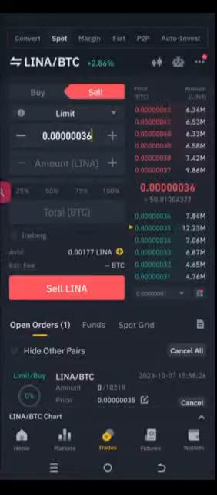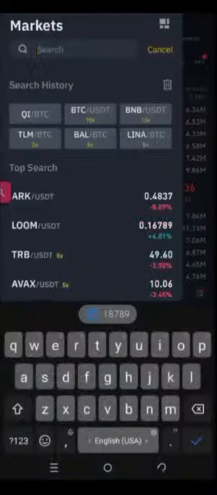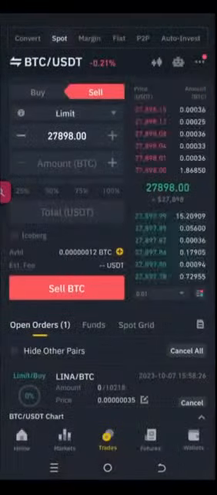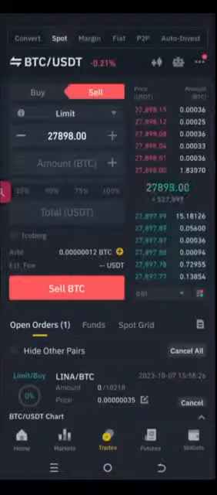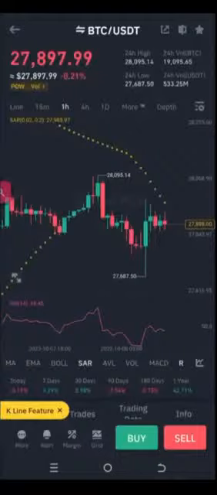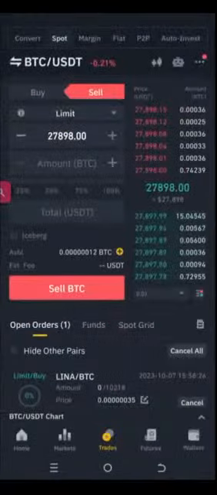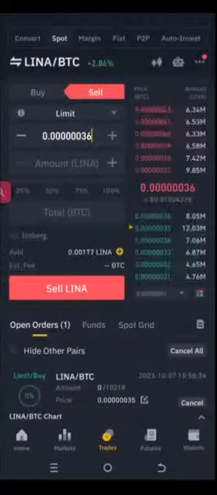Let me show you what BTC is doing here. BTC currently is much lower than we bought it. We bought BTC at 27,933, but right now it's 27,898. So the price has gone down, and it doesn't make any sense to try to sell back. So what we have to do is look for another opportunity, one to quickly buy and quickly sell.